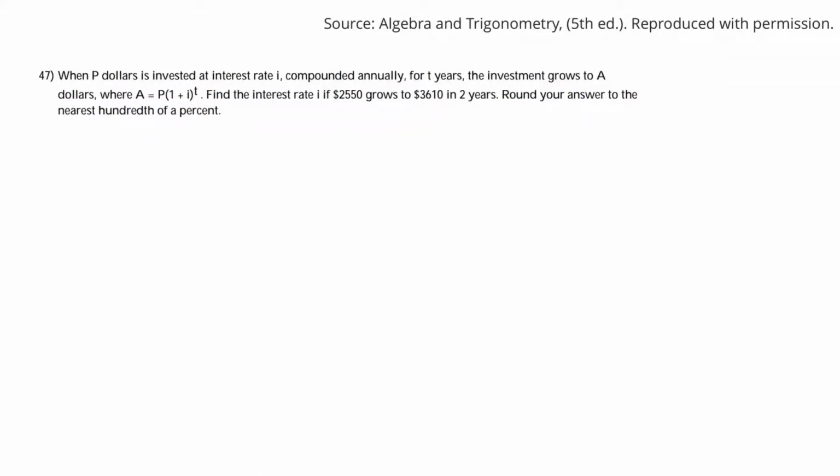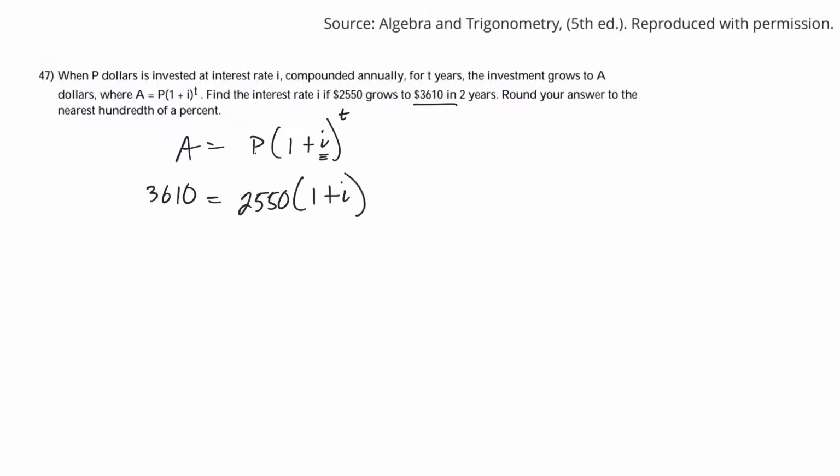Here's another one. Compound interest formula. So they give you the formula. A is equal to P times 1 plus I to the T. So they say find the interest rate. That would be this one. If 2,550 money grows, so P is what it starts with, so 2,550, and it ends at 3610. That's how much it ends at. Okay, 1 plus I, and it does that in 2 years. That'd be time. So now I have to solve for I.